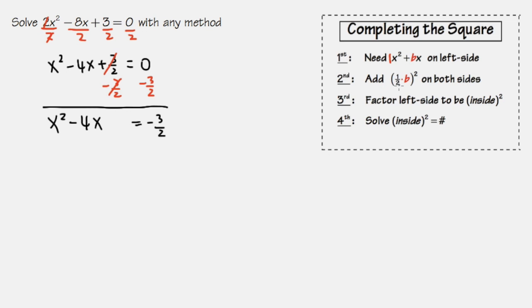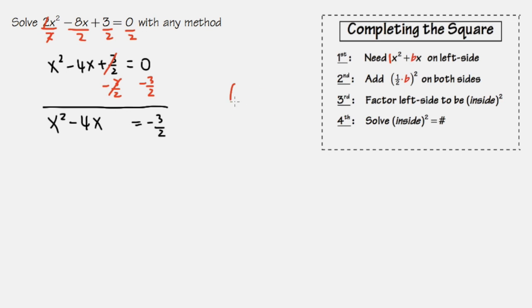Then we are going to add the magic number, 1/2 times b inside the parentheses, and then square, and we have to do that on both sides. In here, the b value that we have is negative 4 after we divide by 2, right? Because we have to have the 1 in front of x squared first. So this right here is our b, negative 4. So let me do that on the side.